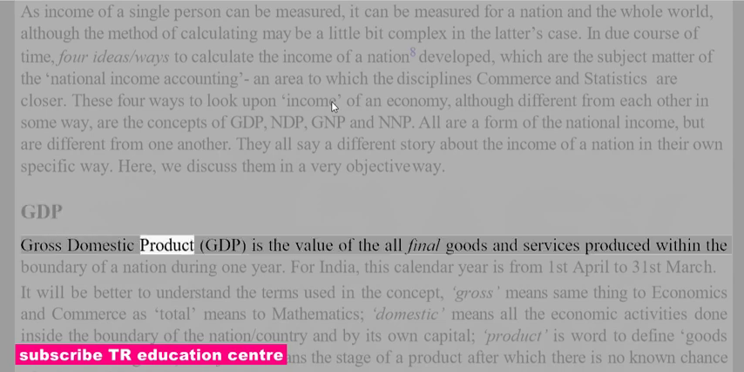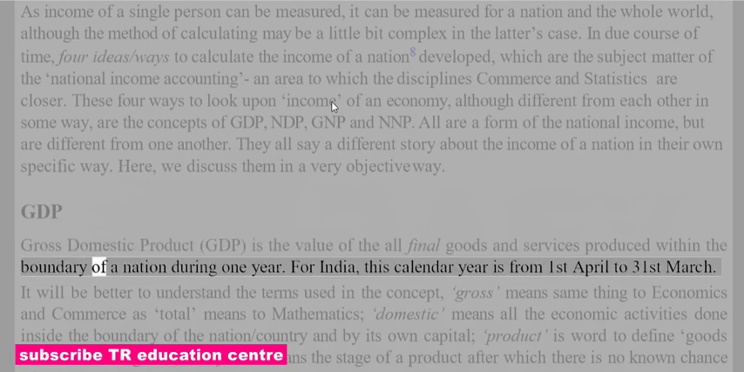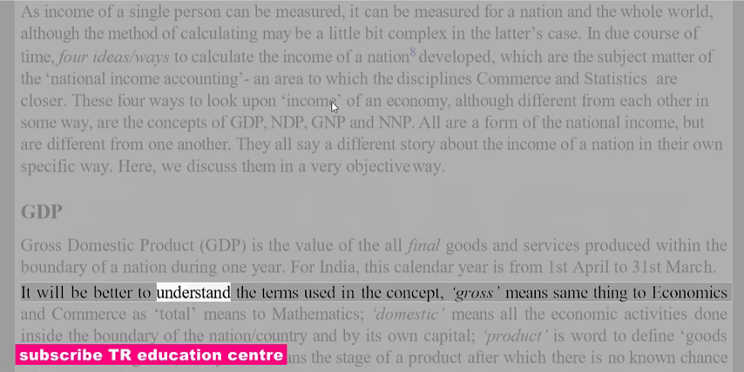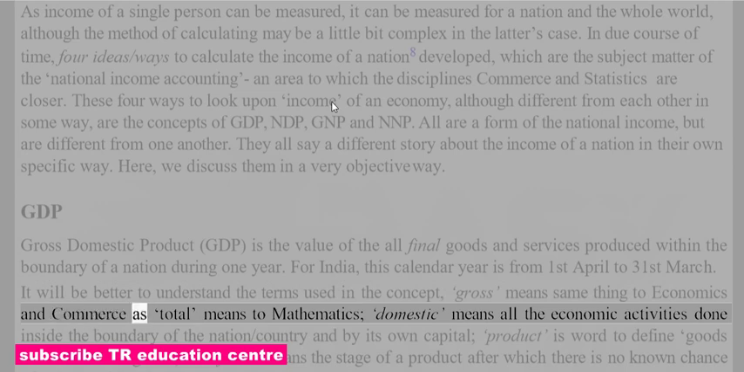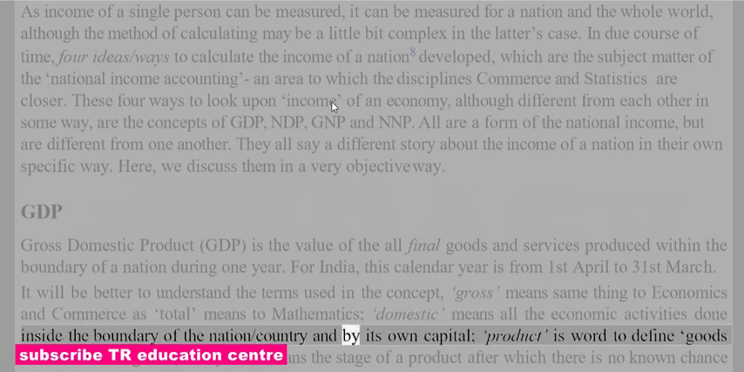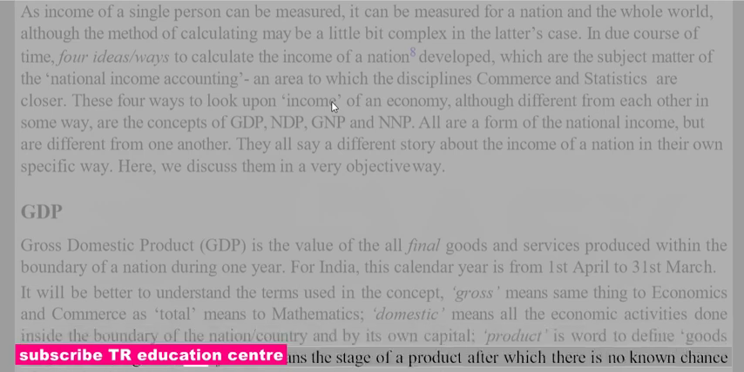GDP, gross domestic product, is the value of all final goods and services produced within the boundary of a nation during one year. For India, this year runs from 1st April to 31st March. It will be better to understand the terms used in the concept. Gross means the same thing to economics and commerce as total means to mathematics. Domestic means all the economic activities done inside the boundary of the nation and by its own capital. Product is the word to define goods and services together, and final means the stage of a product after which there is no known chance of value addition in it.